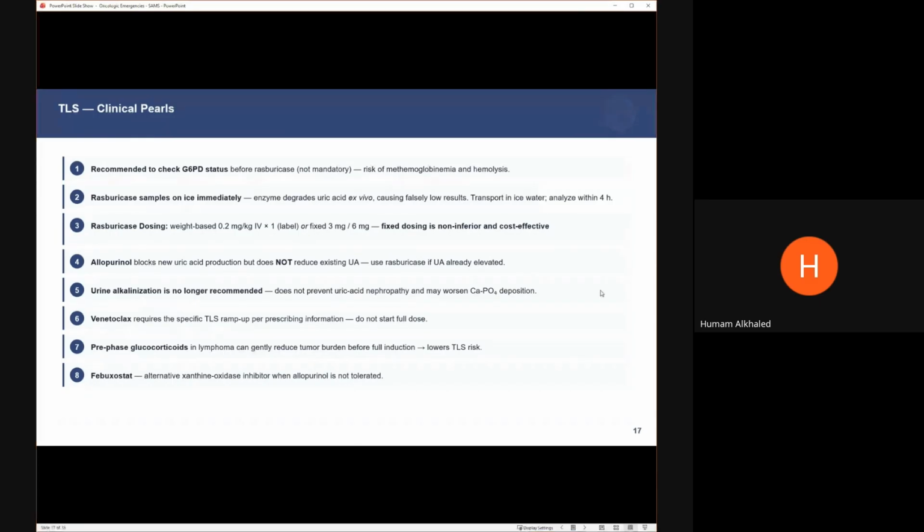Pre-phase steroids in lymphoma can gently reduce the tumor size before full chemotherapy starts. It's a useful way of lowering TLS. Sometimes we get consults on patients where there's a concern for lymphoma, but we don't have a full diagnosis yet. So sometimes we just start steroids preemptively to lower the disease burden and lower the risk for TLS when we actually start treatment and have our diagnosis back. Febuxostat is another option that blocks xanthine oxidase, useful when allopurinol is not tolerated or it's not available.